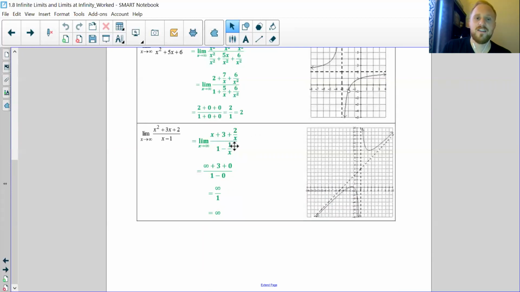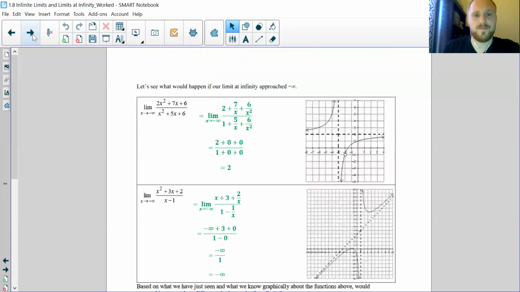Okay. This last example, you'll notice that if you plug in infinity after you divide every single term by x, you're going to get x plus 3 plus 2 over x divided by 1 minus 1 over x, and then you're going to plug in your infinity in for x and solve. Infinity plus 3 is just infinity. So this tells us we have a slant asymptote on this last example.